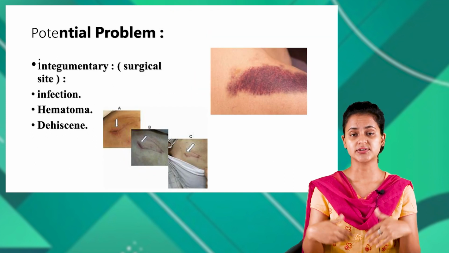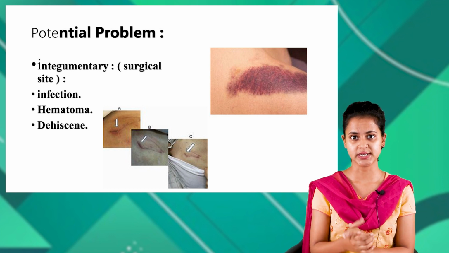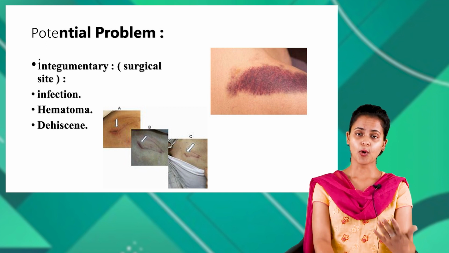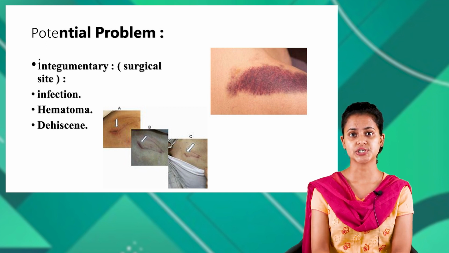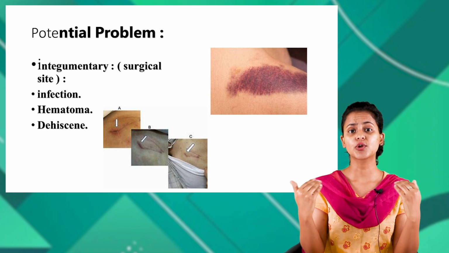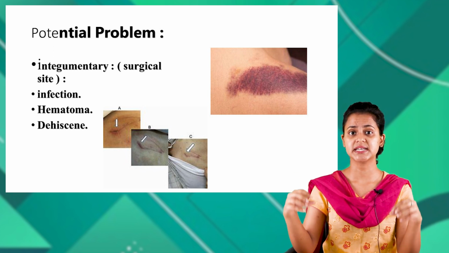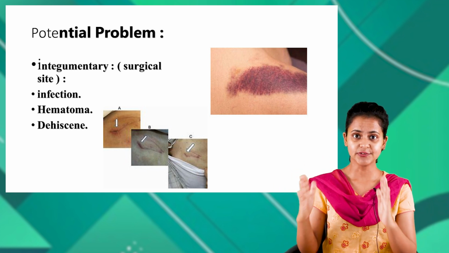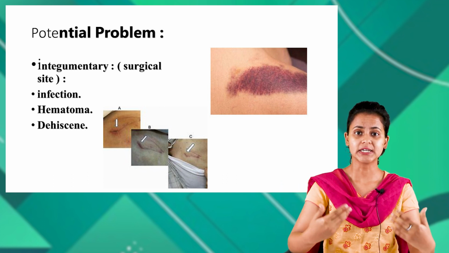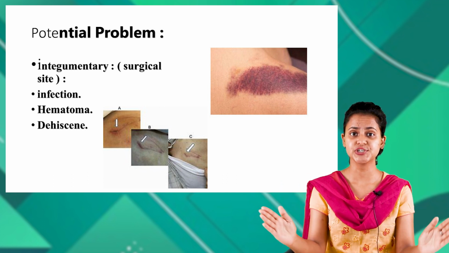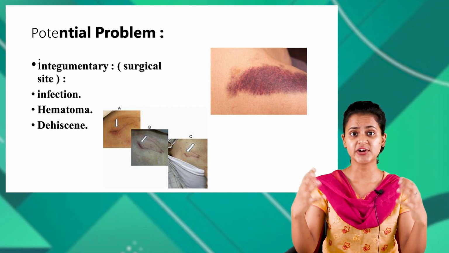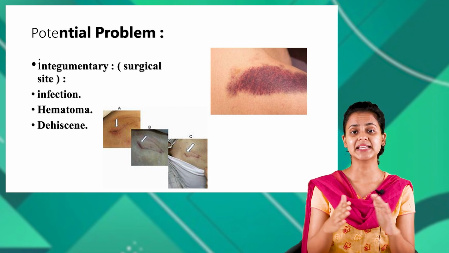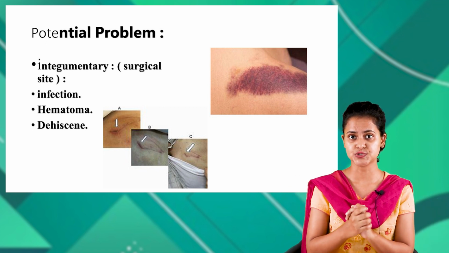Now we are going to discuss the potential problems associated with the integumentary system, basically the surgical site. The common complication often seen among patients is infection. If proper care is not given to the client, proper hygiene is not maintained, or maybe the dressing is not changed at regular intervals, the person can have an increased risk of developing infection.